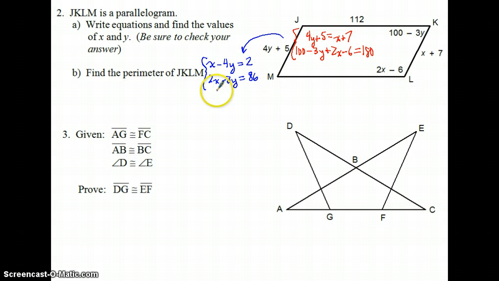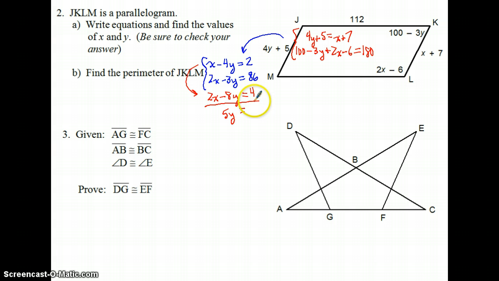All right, this isn't really nice to solve yet, but if I take the top equation and multiply it by 2, I'll get 2x minus 8y equals 4, and then if I subtract these, the x's all go away, and I get 3 minus negative 8, and 86, really? 86 minus negative 4, is that true?